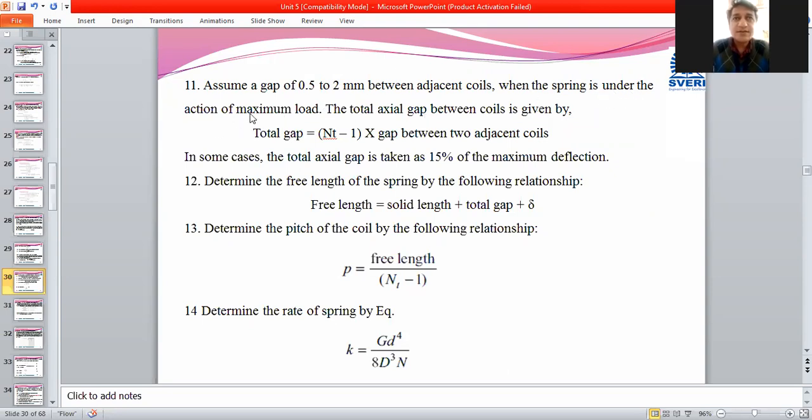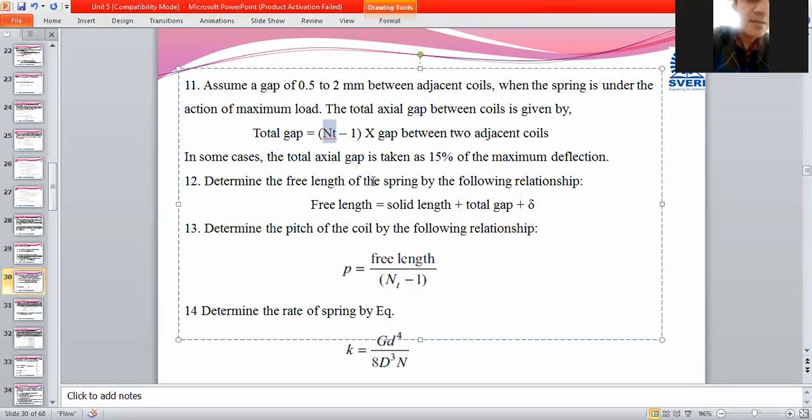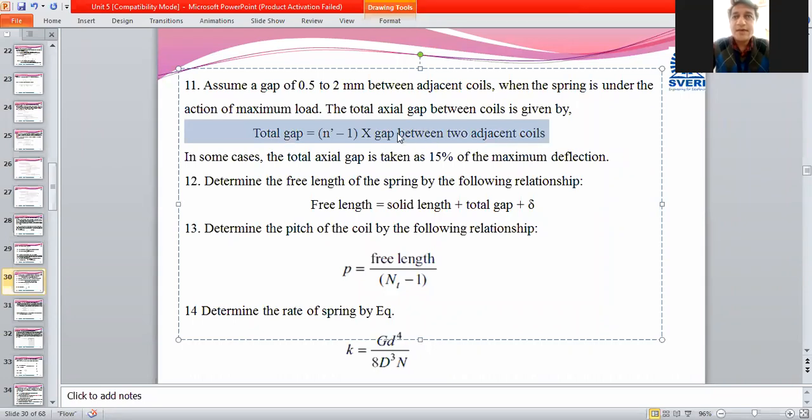And when the spring is under the action of maximum load, at that time how much gap we have to place, that we have to decide. Then the total axial gap between the coils is calculated by this formula: N dash minus 1, multiplied by the gap between two adjacent coils. Here N dash should be there, I will correct it. N dash is the value which we have calculated. So this will become the total gap.